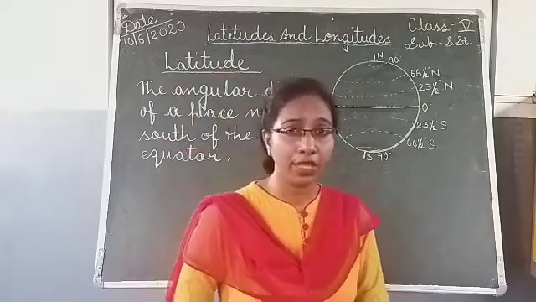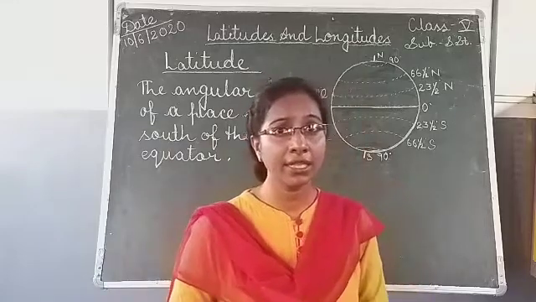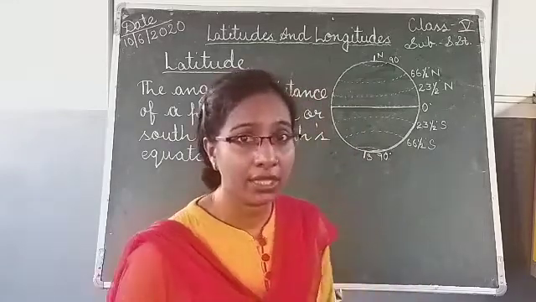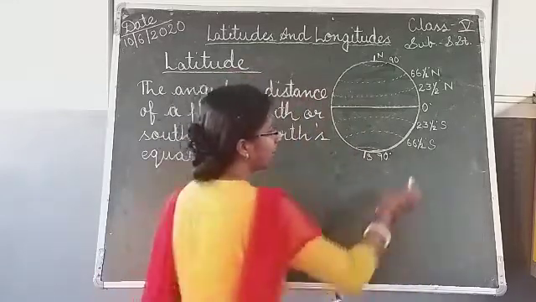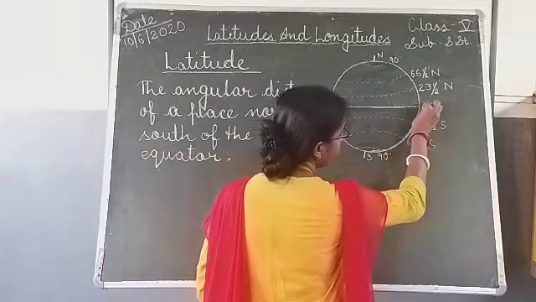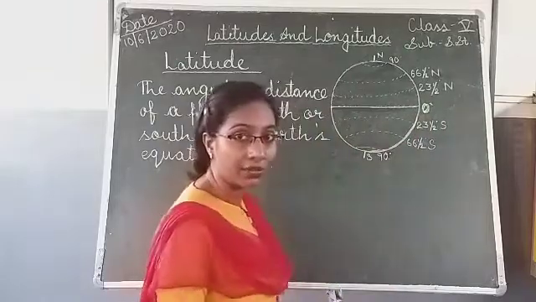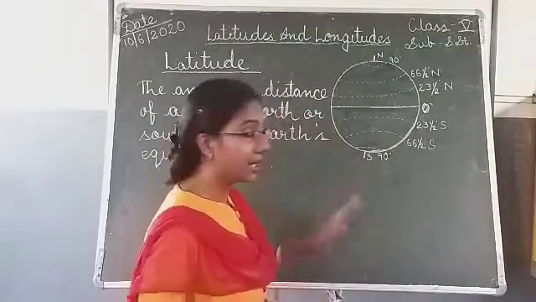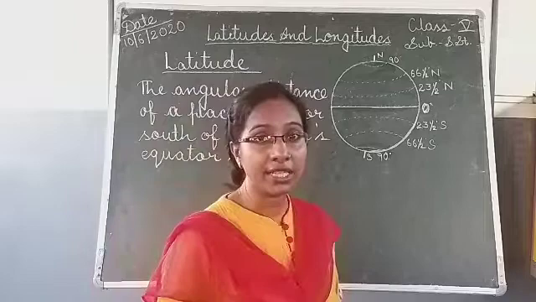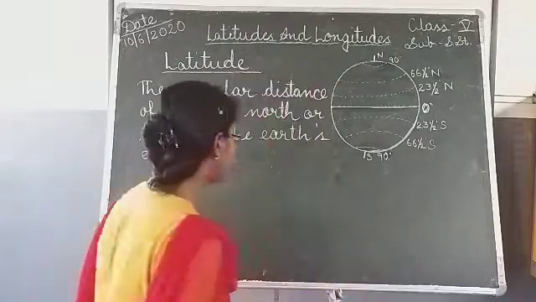The numbering of the lines starts with the equator, which is 0 degree. Already I have indicated that our equator is at 0 degree. There are a total of 180 degrees of latitudes.